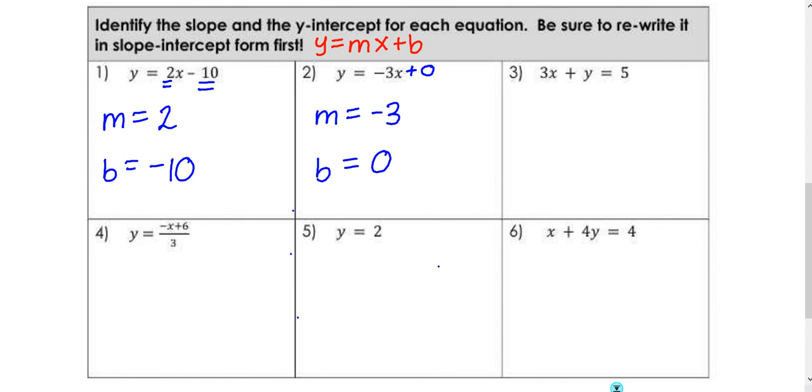For number 3, is it in slope-intercept form? No, it is not. So we need to get y by itself. In order to get y by itself, remember literal equations, how we move anything from one side to the other so we can get a variable that we're solving for by itself. So I'm going to subtract 3x from both sides so that my new equation is y equals negative 3x plus 5. Now we can see that our slope is negative 3 and our y-intercept is 5.